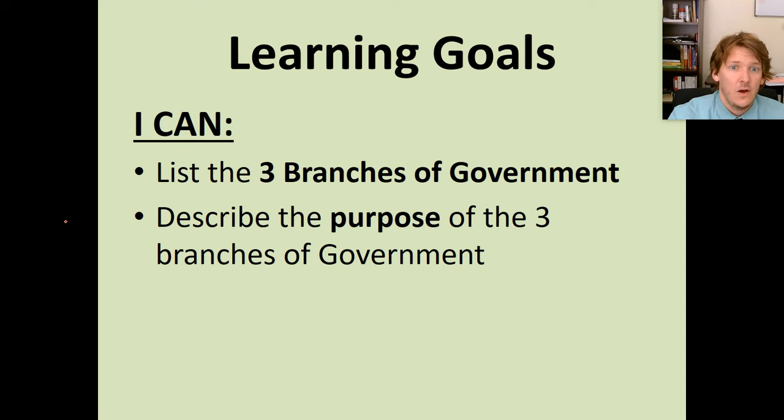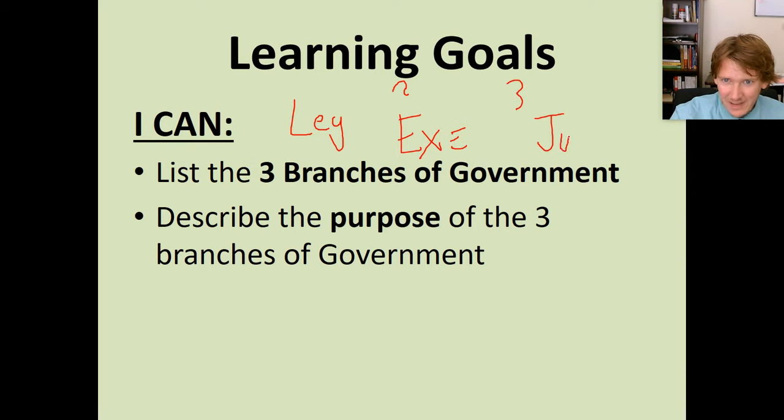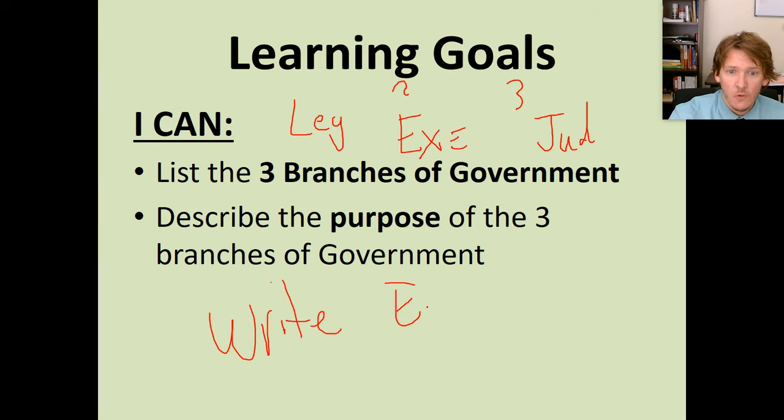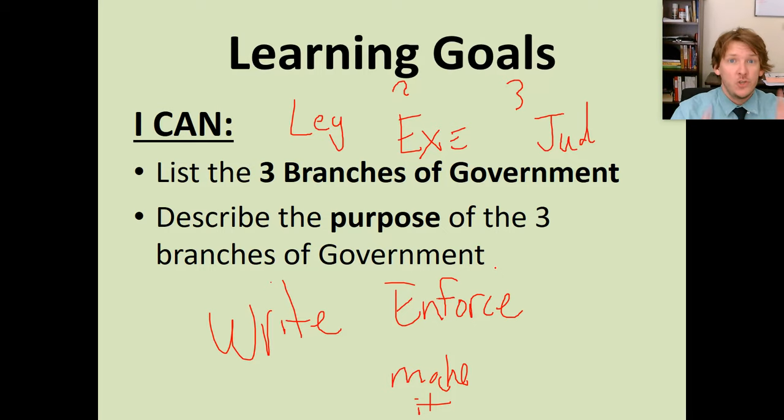Can you? Article 1 talks about the legislative branch. Article 2 talks about the executive branch. And Article 3 talks about the judicial branch. Can you tell me what they do? The legislative branch basically writes the laws. The executive branch enforces the law, although I hate that word, enforce. They basically make it happen. They bring it to life. And then the judicial branch interprets the law. They interpret the written word to make sure that it follows the Constitution. They make sure that it's fair. They also interpret, did you break that law or did you not break that law?